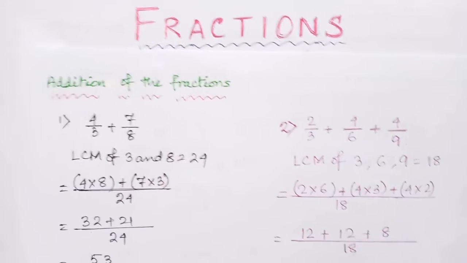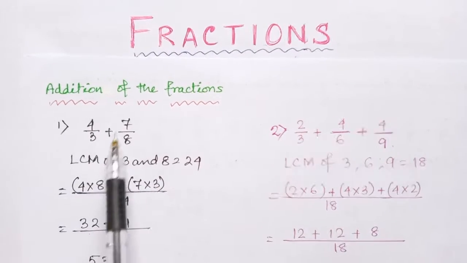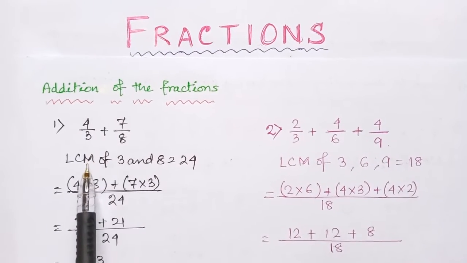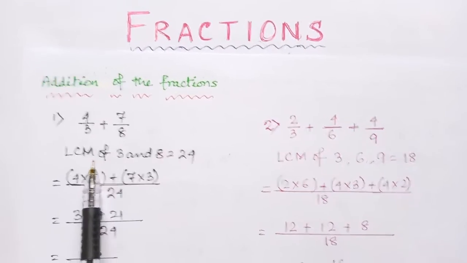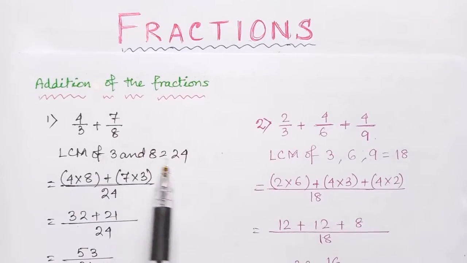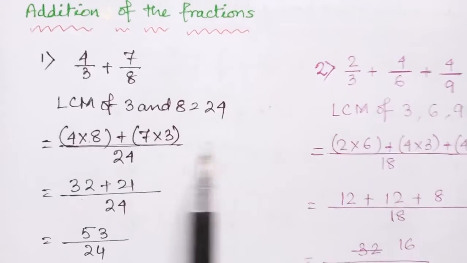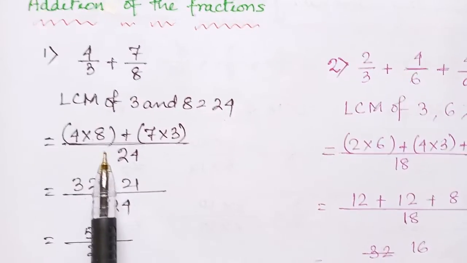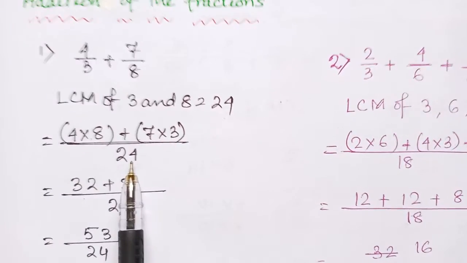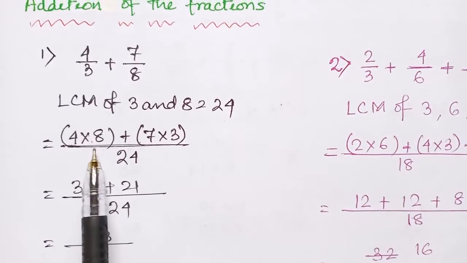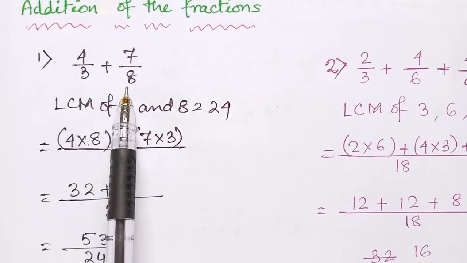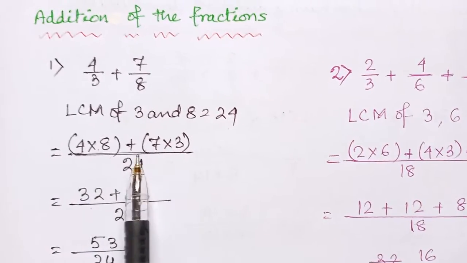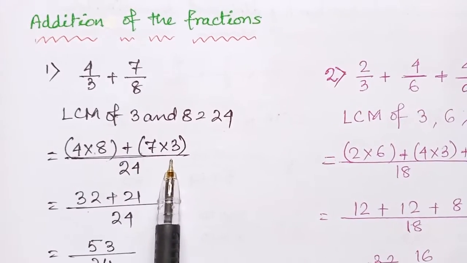Addition of fractions. Example number 1: 4 by 3 plus 7 by 8. As you can see, the denominators are different, so we need to find the LCM of them. The LCM of 3 and 8 is 24, which will be the denominator. As 3 is multiplied with 8 to get 24 as the denominator, 4 is also multiplied with 8. And 8 is multiplied with 3 to get 24 as the denominator, so 7 is also multiplied with 3.